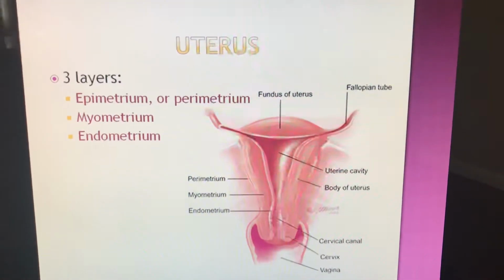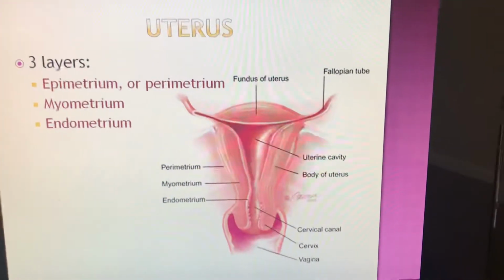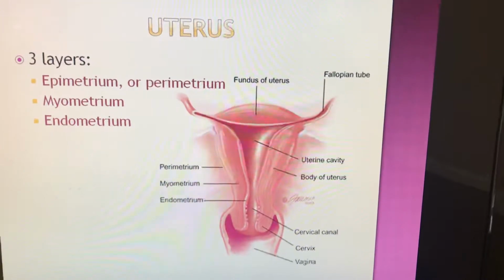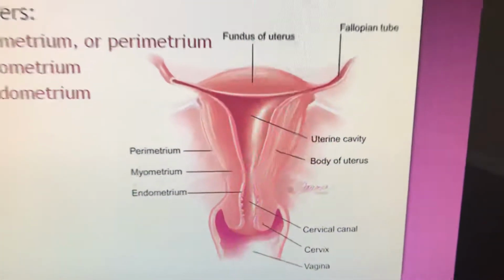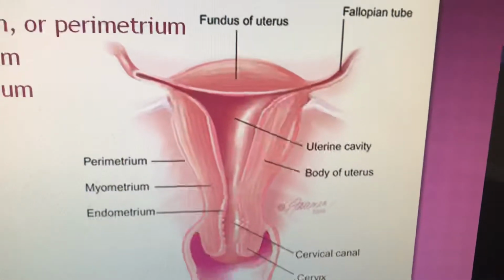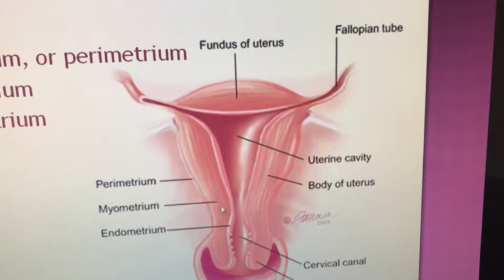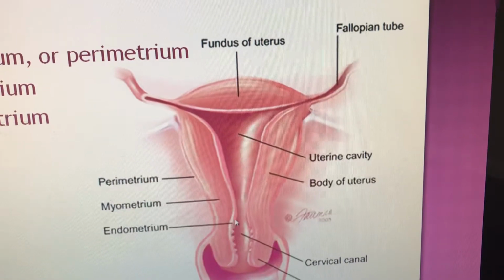The uterus also has 3 layers: the epimetrium, also known as the perimetrium, the myometrium, and the endometrium. So as you see here, peri is the outside, myo is middle, and endometrium is the inner lining.